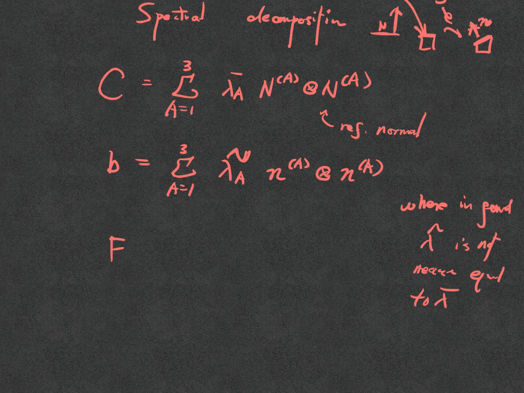Okay, what is this? If I actually write F in spectral form, it would lead to lambda A. Now this is also a different lambda. And that would be equal to NA. Okay, does that make sense?